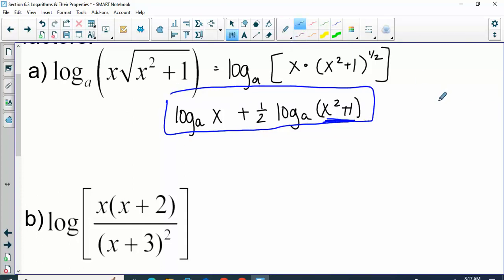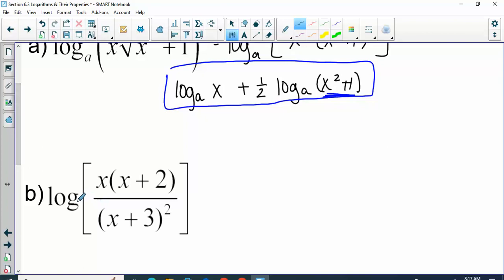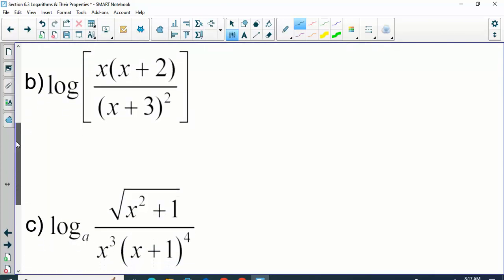Alright, I want you guys to try B. Is that our base or is it just? There is no base written here. It's assumed to be 10 anytime we leave it off. But if there's not a base in the problem, you don't have to write one. Actually, I'm going to put 2 of them up here.